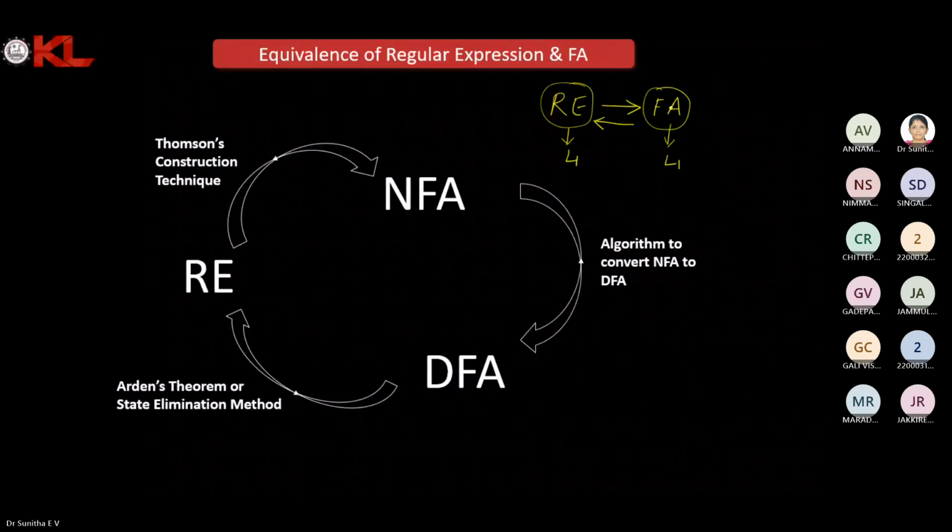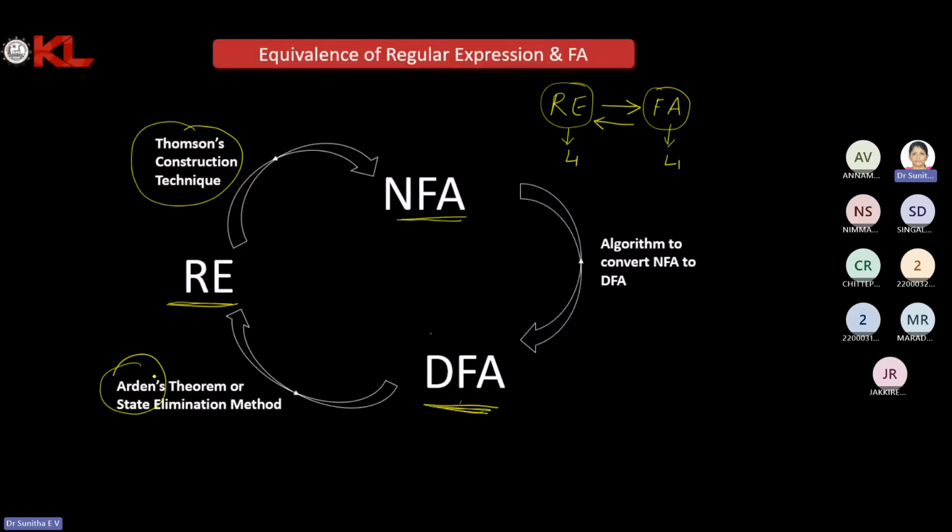So if we have an NFA, we can convert it into a DFA. That we have seen, how to convert NFA to DFA. And if a regular expression is given, we can convert it into NFA using the method called Thompson's construction technique. Then the third possibility is if we have a DFA, we can convert it into a regular expression. That is using Arden's theorem. So these are the different methods. If a finite automata is given, we can convert it into regular expression, and if a regular expression is given, we can convert it into finite automata. The methods are available.